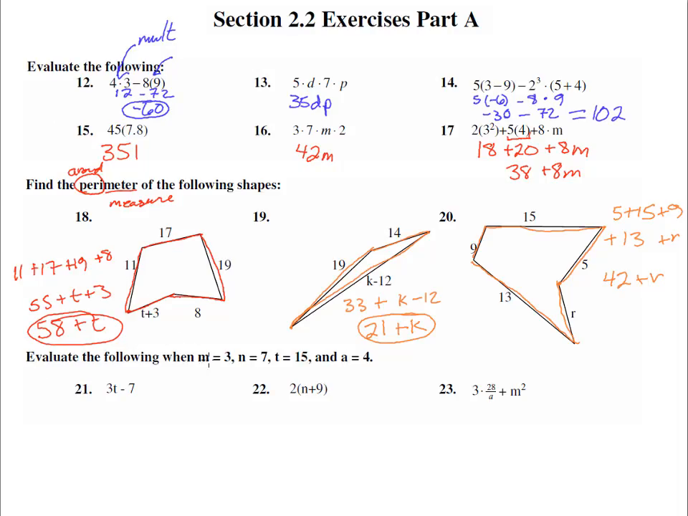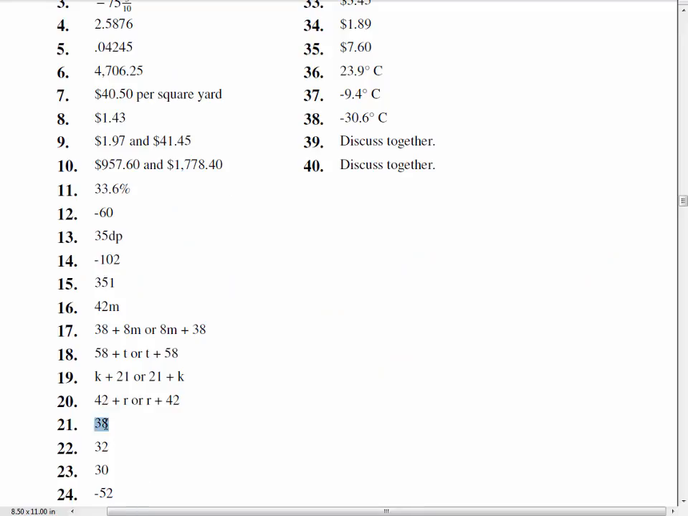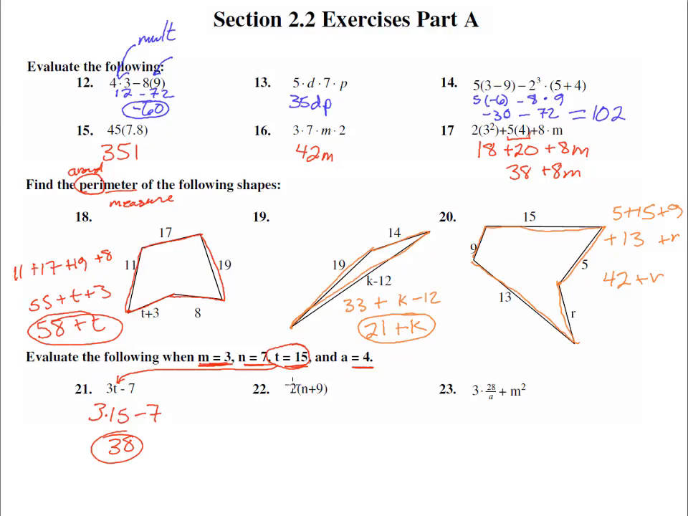Evaluate the following when m equals 3. Oh, this is good. They're telling us now what these letters are, so we can actually find out what they are. So m equals 3. Let's look at 21. 3t, now that's multiplication. 3 times t minus 7. Now we know what t is, so let's stick t right in there. So this is 3 times 15, that's the t, minus 7. 45 minus 7 is 38. Let's check the answer for number 21. 38. Good.